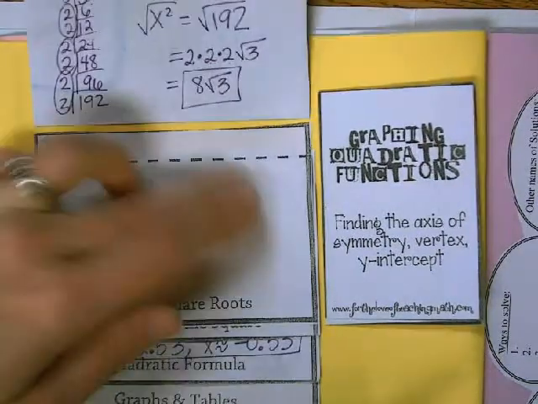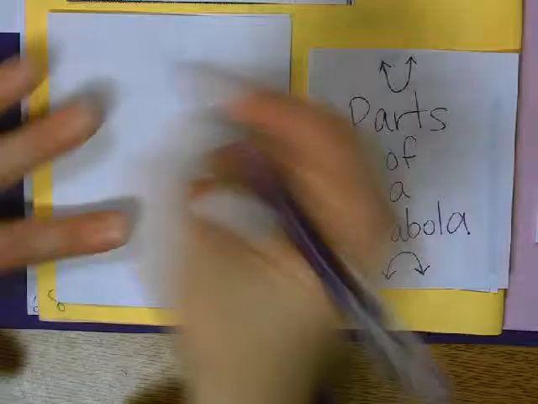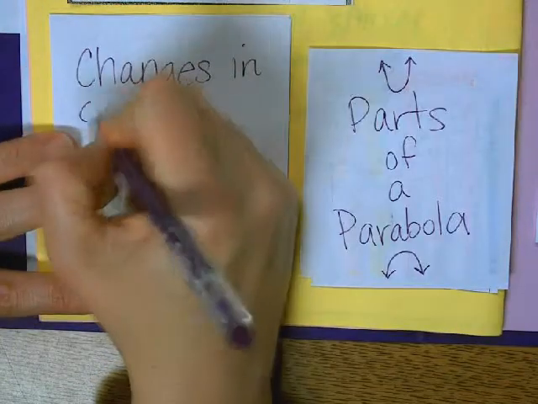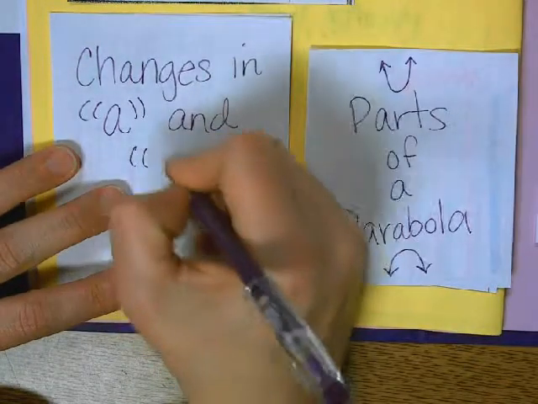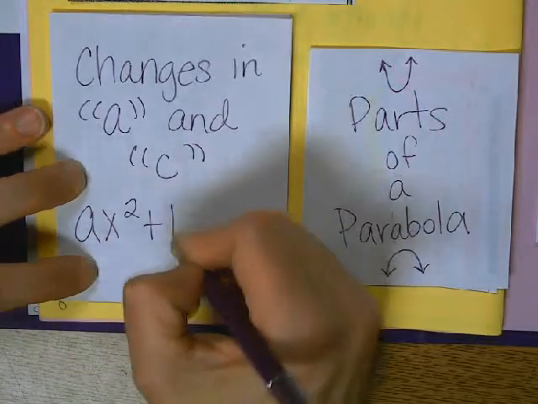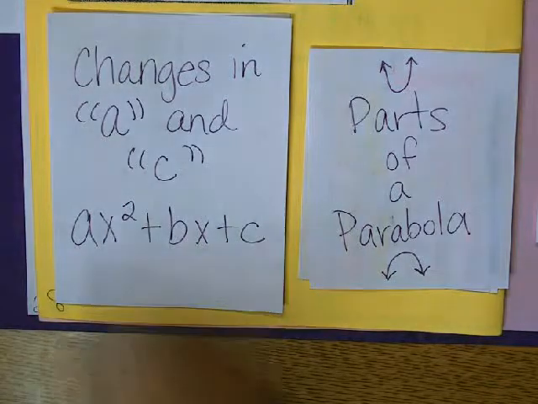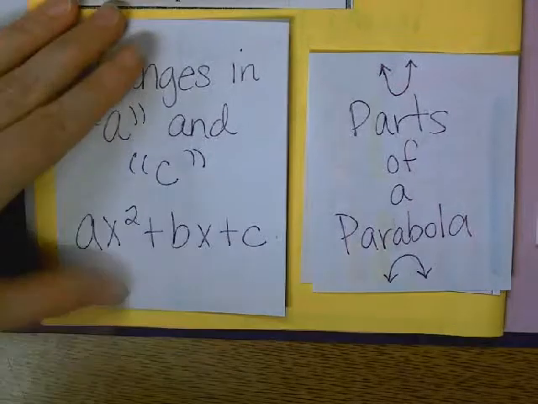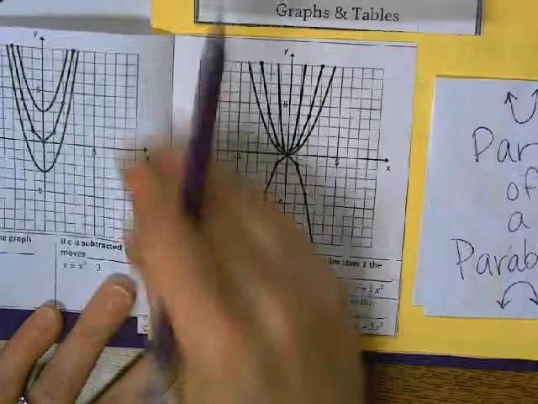Lastly, let's talk about shifts in quadratic equations, which is going to be this one down here at the bottom. And it's called changes in A and C. Remember, it's ax squared plus bx plus c. If they have parentheses, that c is always that number added outside of the parentheses. Okay? Alright, so let's go ahead and look at this first side.